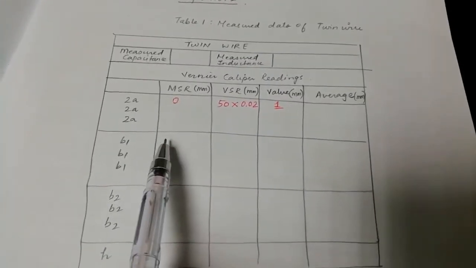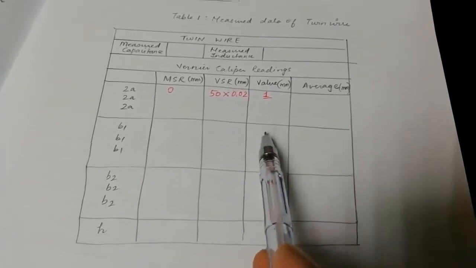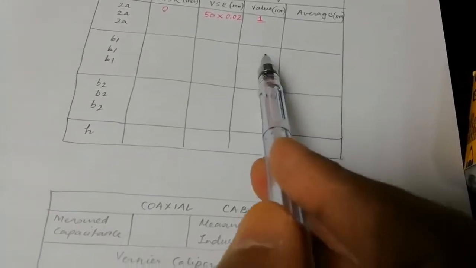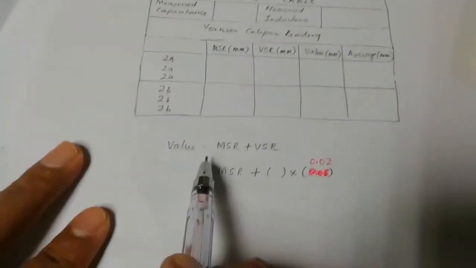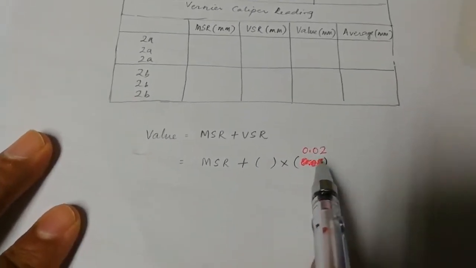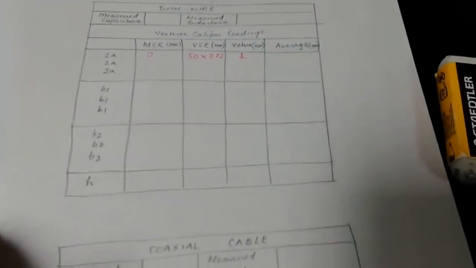These are the three readings that you got for B1, and you are going to write those three readings here, the main scale and the vernier scale reading. Then you will find the value and average it. As I have mentioned, how are you going to find the value? It is nothing but the main scale reading plus the vernier scale reading times the vernier count, which is 0.02. So B1 is done.